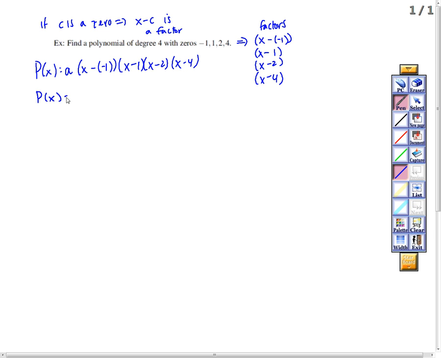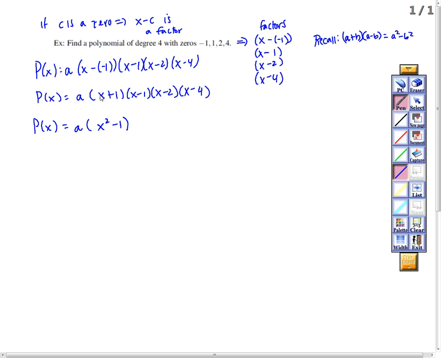P of x equals, I'm going to leave the a out here, so x plus 1 times x minus 1 times x minus 2 times x minus 4. I'm going to go ahead and start with these. I know x plus 1 times x minus 1 gives me a difference of squares. I have a plus b times a minus b. I know that's a squared minus b squared. So I have p of x equals a times x squared minus 1. Take the first term and square it, the last term and square it, stick a minus sign in the middle.